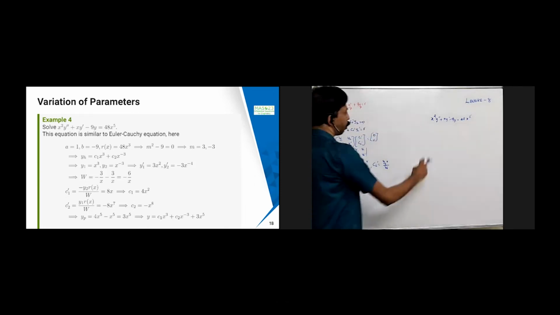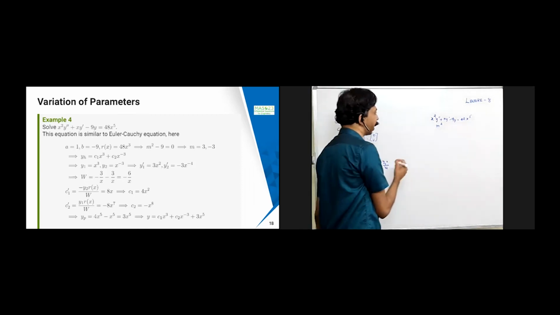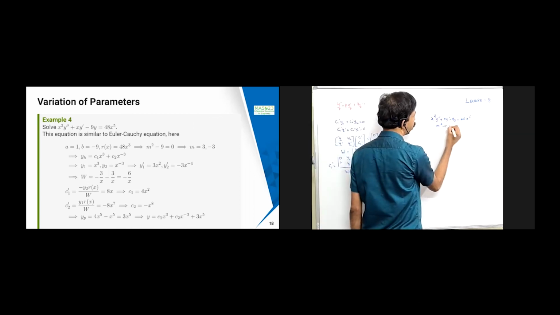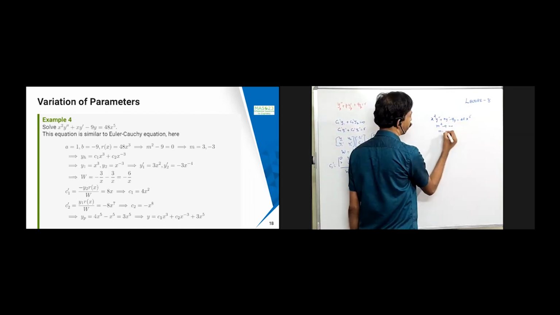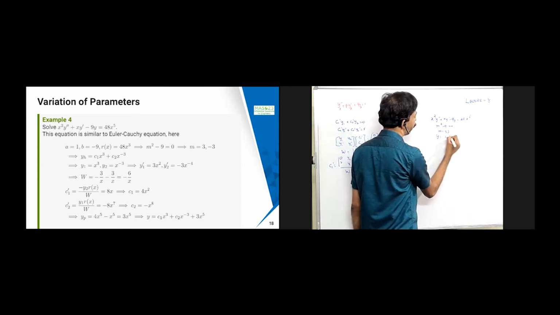If you see the homogeneous one, that is actually the Euler-Cauchy equation. Therefore, you can immediately write the auxiliary equation: m squared minus 9 equal to 0. Therefore m is going to be plus or minus 3. So your solution is y equal to c1 x power 3 plus c2 x power minus 3.